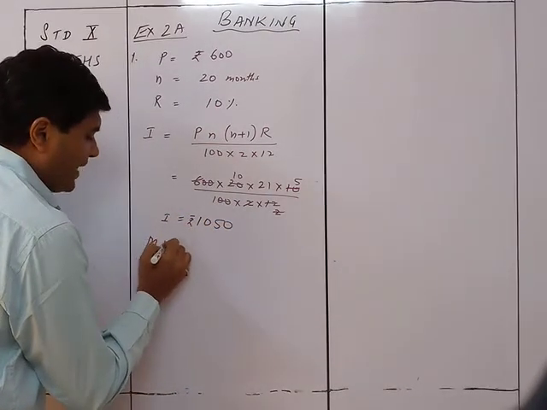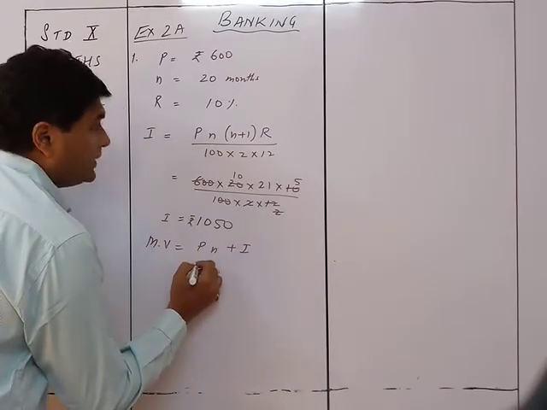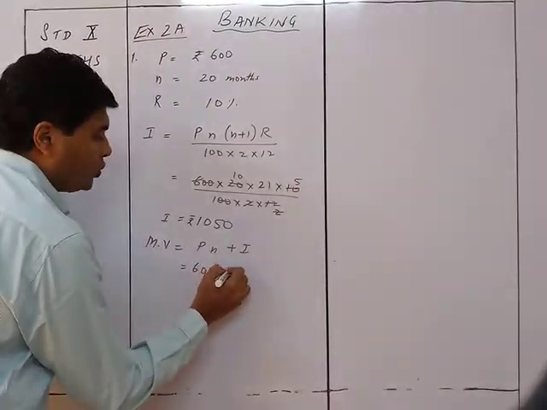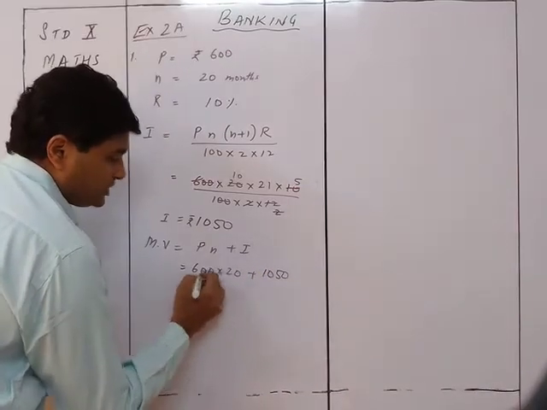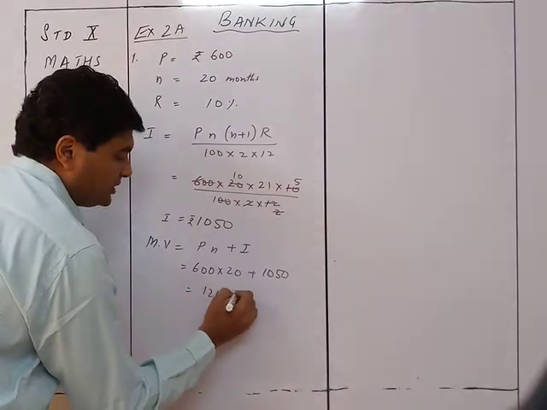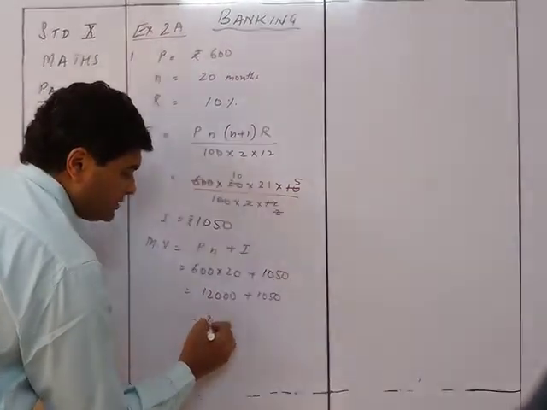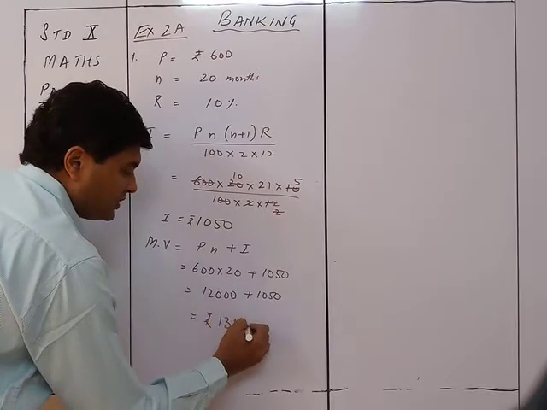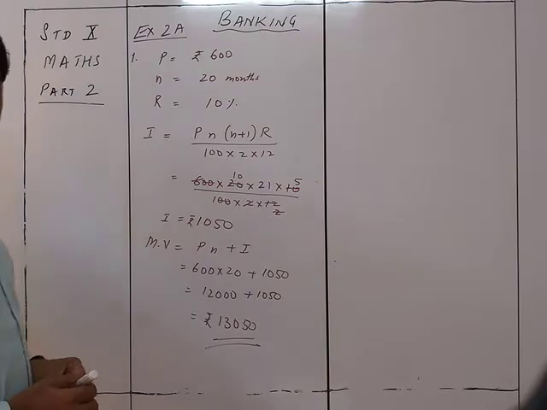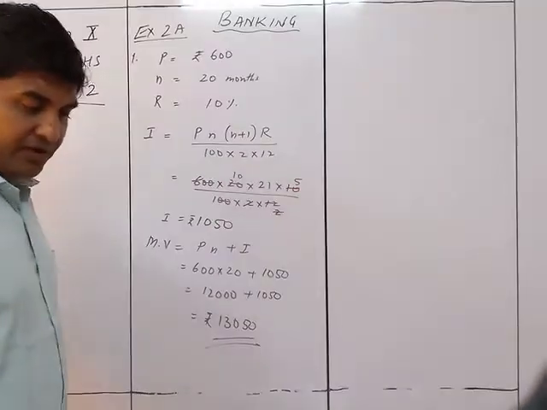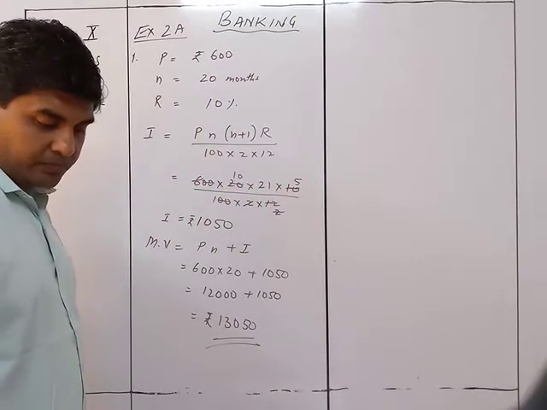Accordingly, the maturity value is equal to P into n plus I. So it is 600 into 20 plus 1050. That's 12,000 plus 1050, which is rupees 13,050. Easy, very easy sums. Yes, definitely one of the easiest chapters of your syllabus.